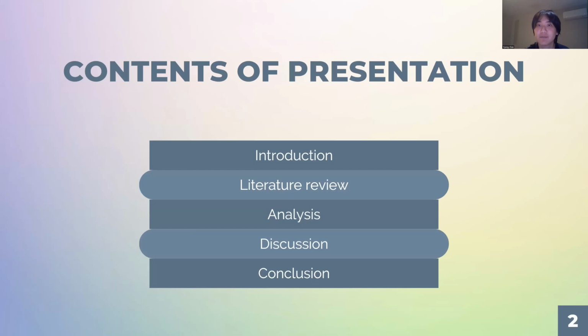The presentation will be separated into 5 segments, which include an introduction to the research, literature review, analysis of the cases, discussion, and the conclusion.